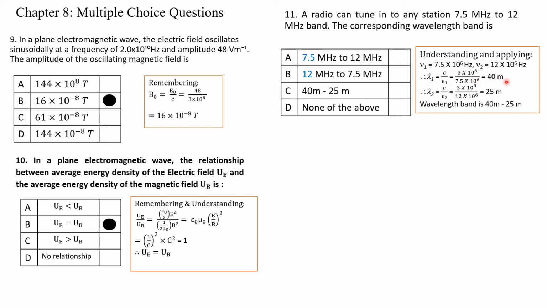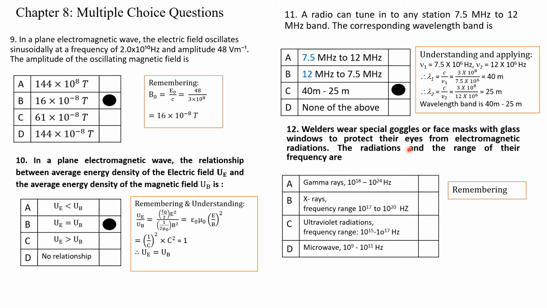Similarly, we have to calculate the wavelength for the highest band frequency, that is 12 megahertz. That is lambda 2 is equal to C by V2, where V2 is 12 megahertz. Therefore, that is equal to 3 into 10 to the power of 8 divided by 12 into 10 to the power of 6. That is equal to 25 meters. Hence, the wavelength band is 40 meters to 25 meters. Here, the answer is given in the table as C. Option C is the correct answer. So, please lock it.